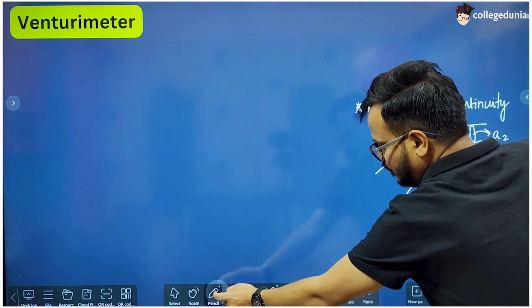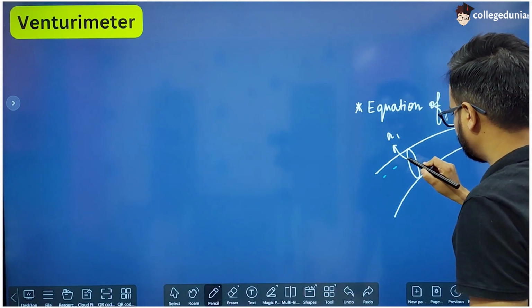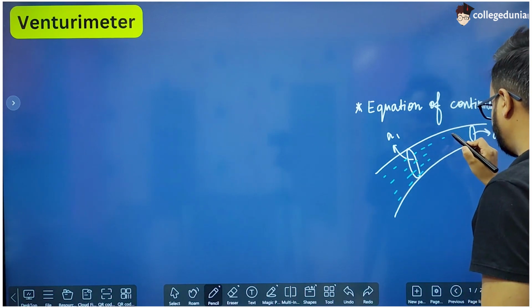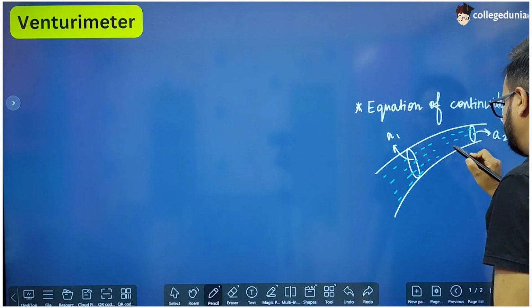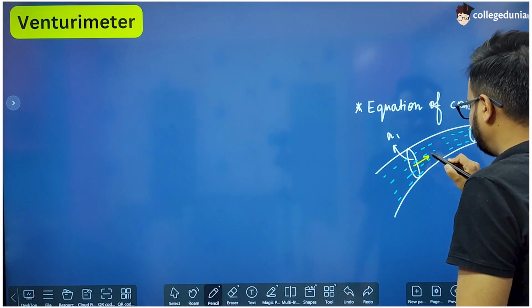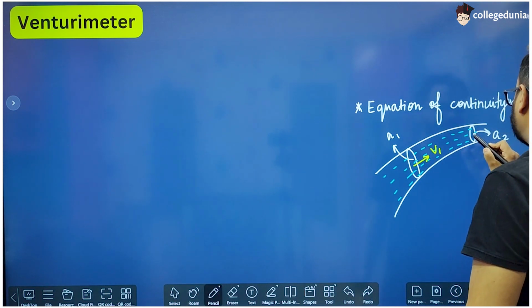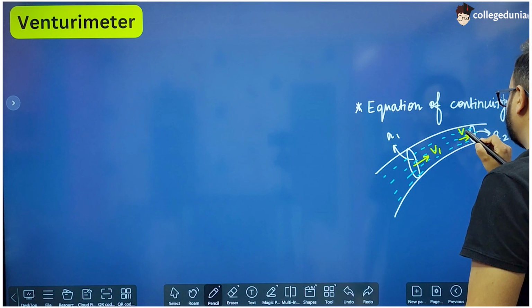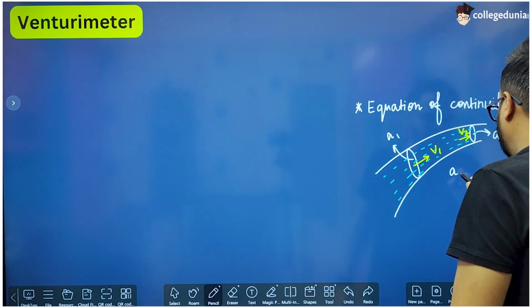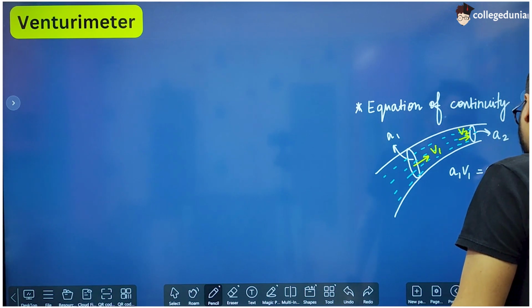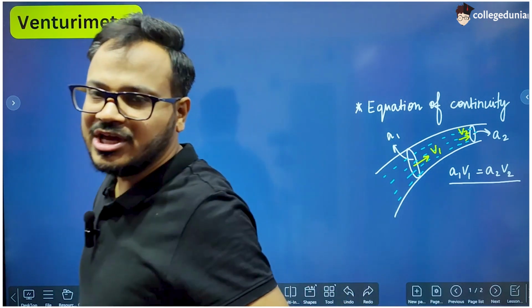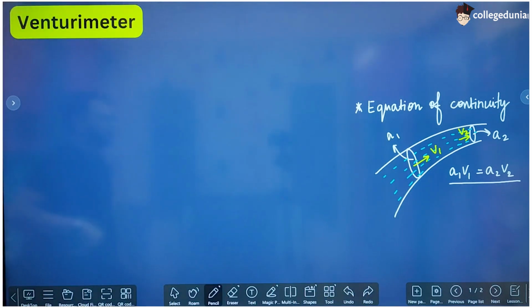So the liquid which is flowing in this tube has velocity v1 at this cross section, and it has velocity v2 at this cross section. So equation of continuity says that A1 v1 is equal to A2 v2. A1 v1 is equal to A2 v2, right?